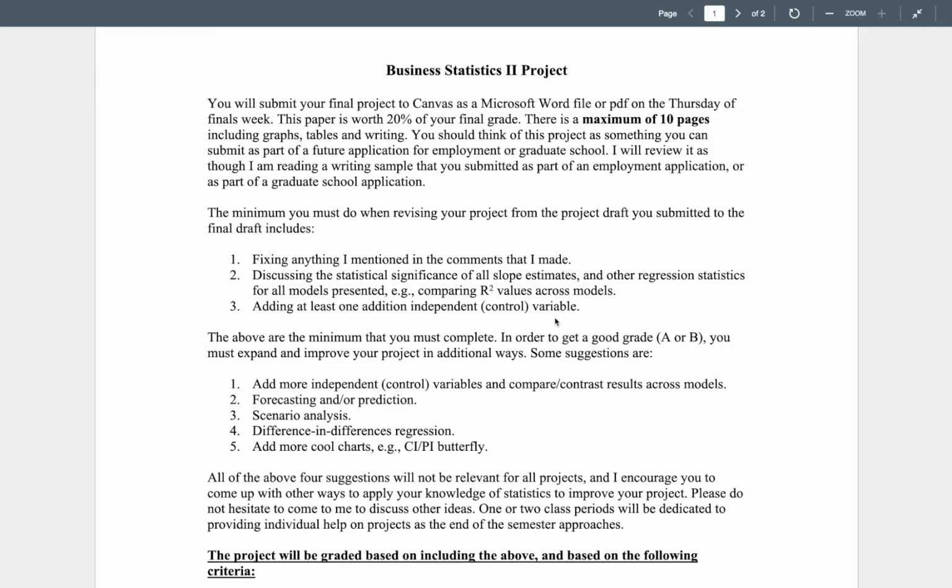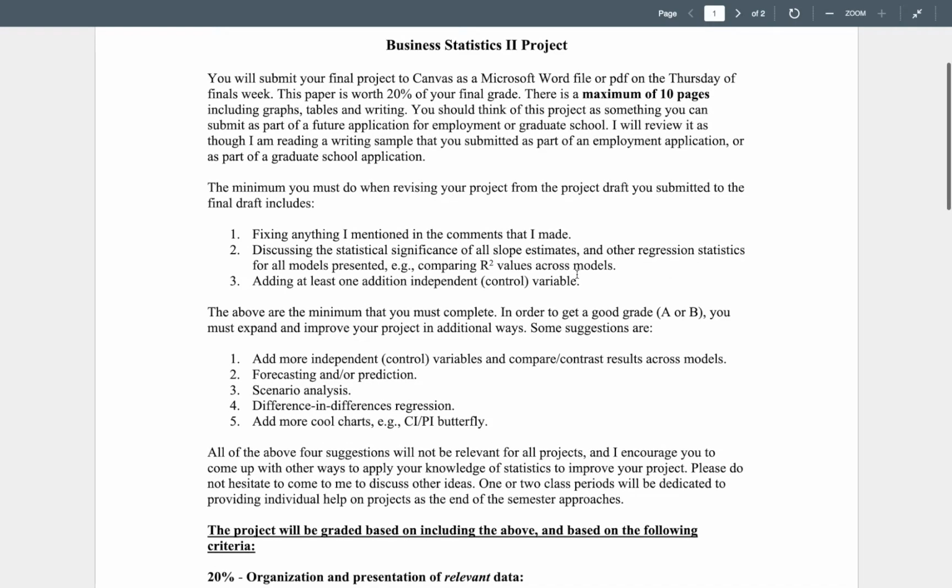You could have gotten a 10 out of 10, but also missed something that was important because maybe you made up for it by doing a really good job in a different area. So make sure to look at the specific comments that I made, fix any of those, fix any problems that I pointed out. Number 2, one thing you did not have to do in the draft, but you do have to do in the final project is discuss statistical significance and the R squared.